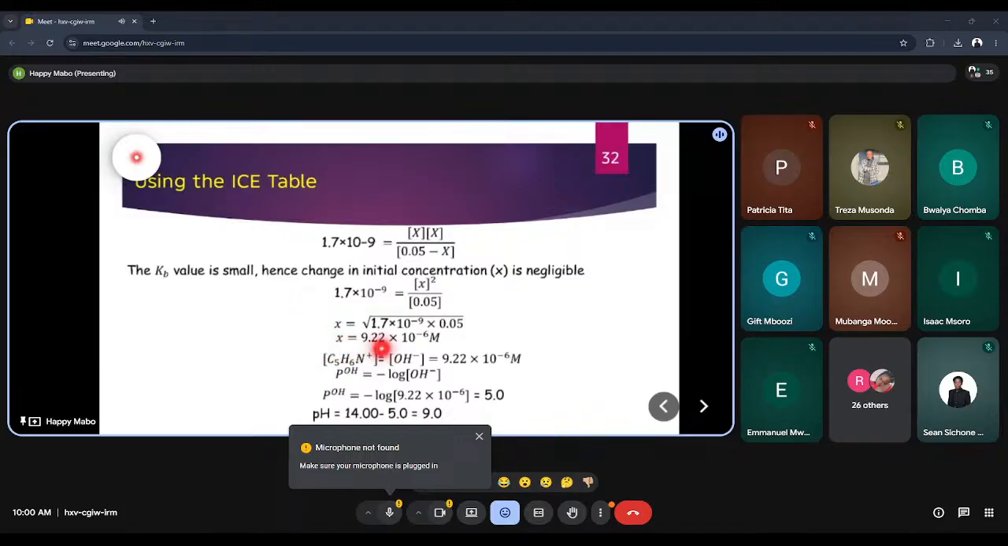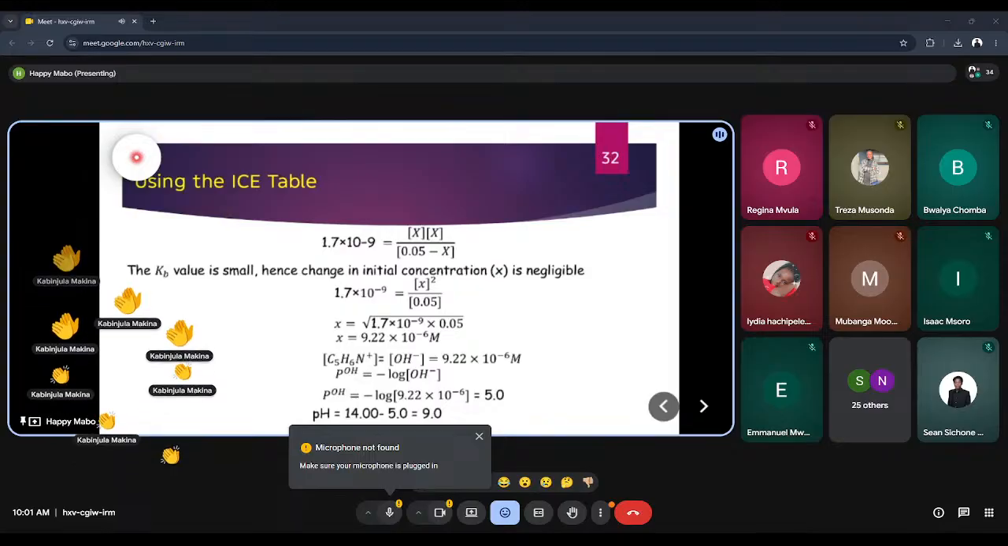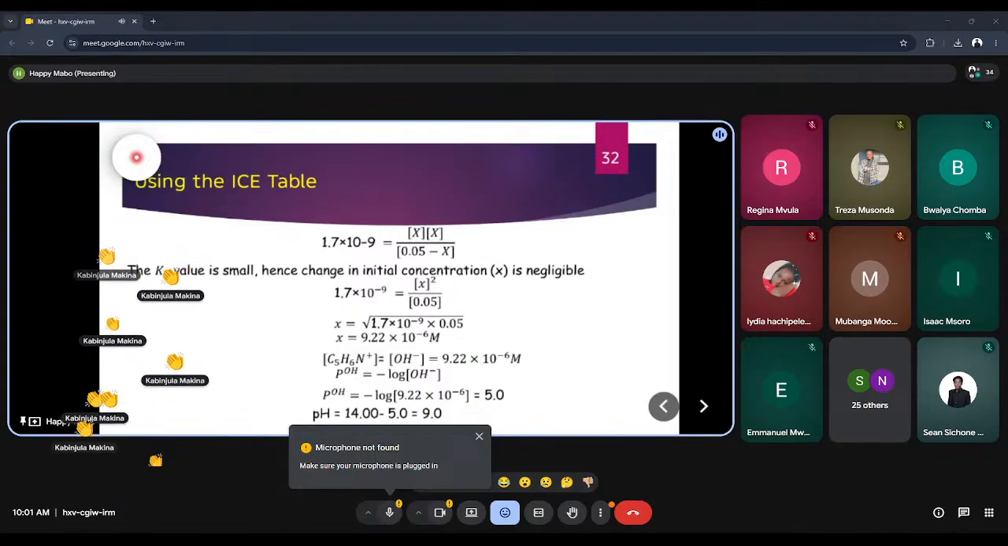Then when we find the value of x, which is what we found in the previous slide, we say the concentrations of the protonated pyridine molecules and the hydroxide ions are equal to the value of x, because the coefficients are 1-to-1 throughout in the dissociation equation. Then we find the value of pOH using the concentration of hydroxide ions, and then the difference between 14 and 5.0 is going to give us the pH value for this particular weak base.